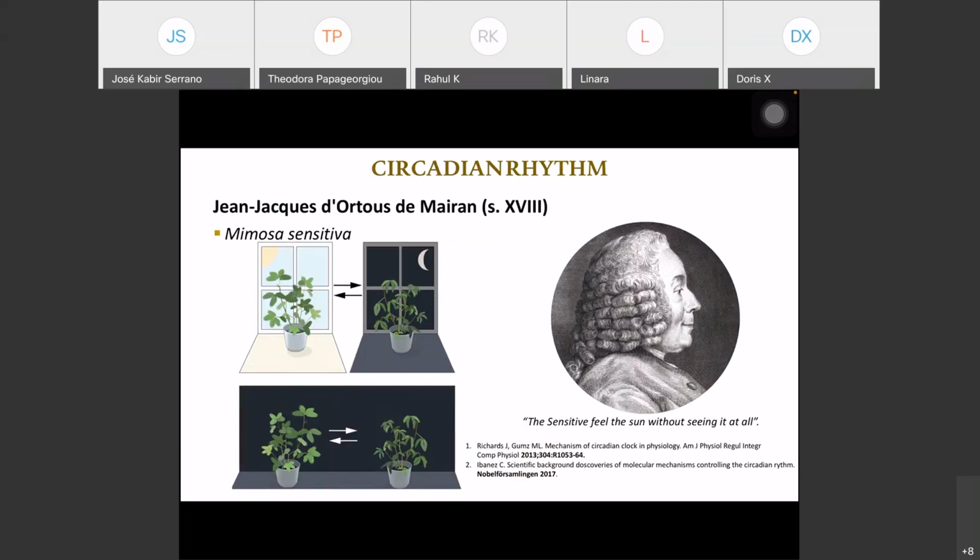Is channelrhodopsin the only channel studied in optogenetics? No, in fact, as I mentioned in my presentation, just very briefly, there are proteins that promote excitation and inhibition of neurons, and channelrhodopsin is one of those proteins that promote excitation. But there are also other proteins that promote inhibition of action potentials. I don't remember the names exactly, but there are more proteins than channelrhodopsin.